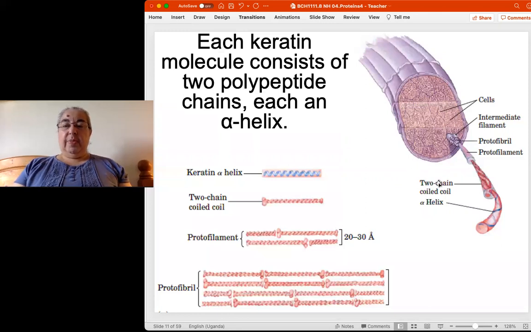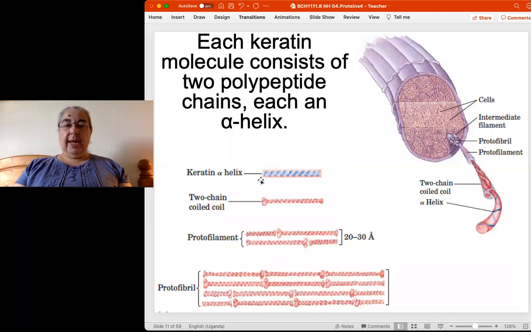Okay, so what are we seeing? Here we can see an alpha helix. I hope that you're familiar with what I mean by an alpha helix by now. A two-chain coiled coil, a protofilament, a protofibril, an intermediate filament, and then cells. So these are higher levels of association of keratin molecules. Up to this point, we're talking about molecules. Here we're talking about macromolecules, a number of molecules joined together.